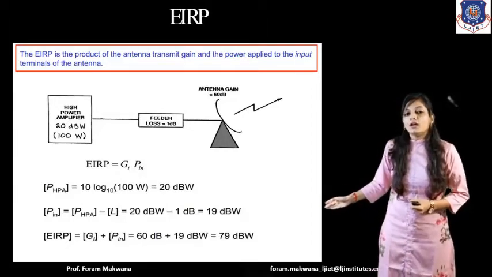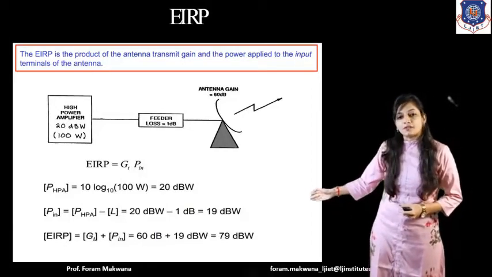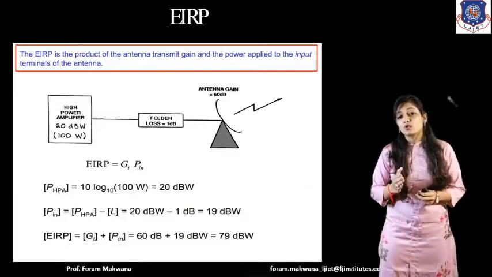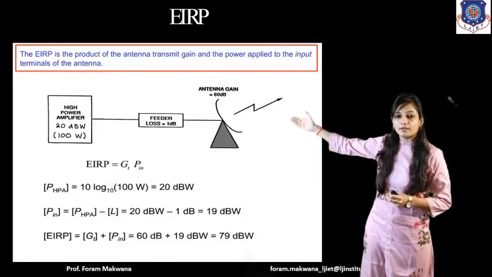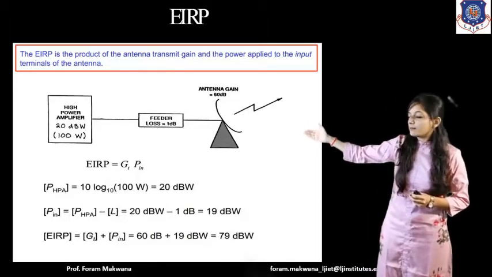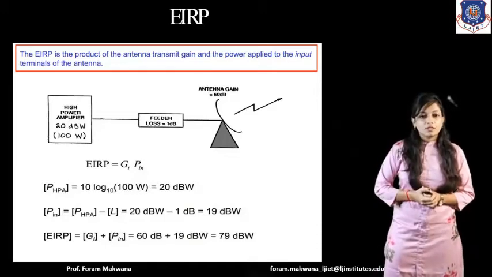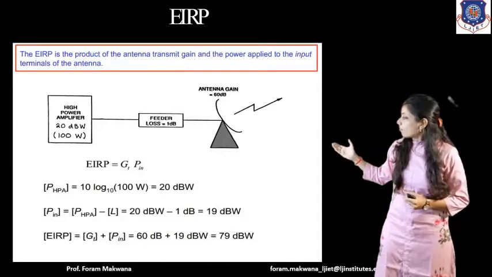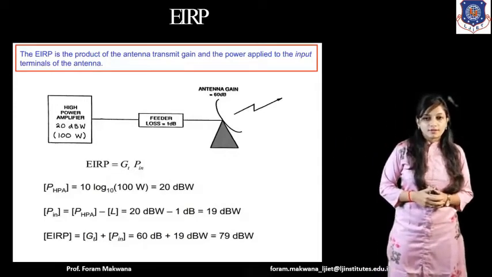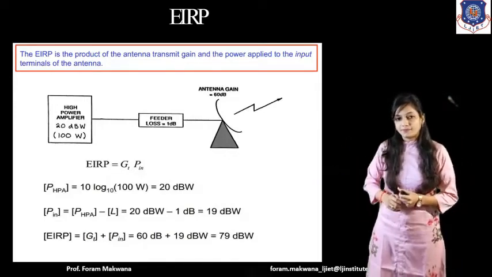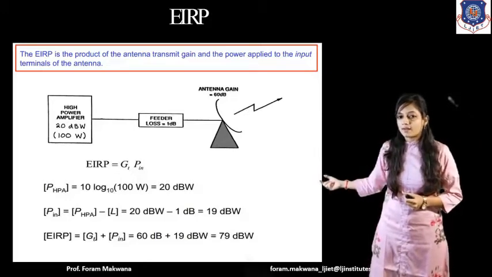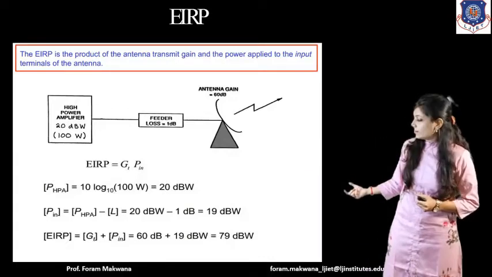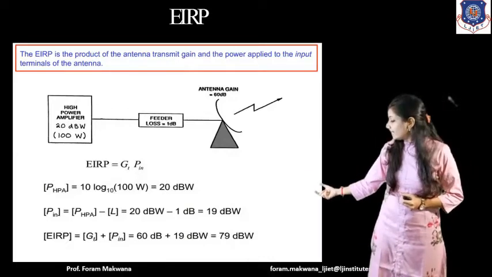Second, we are going to calculate the input power. For that, we need to consider how much loss is present in the feeder cable. Over here the feeder cable loss is 1 dB. So we are going to subtract that loss from the power of the high power amplifier, that is PHPA, where HPA stands for high power amplifier. So 20 dBW minus 1 dB, and we get 19 dBW over here.